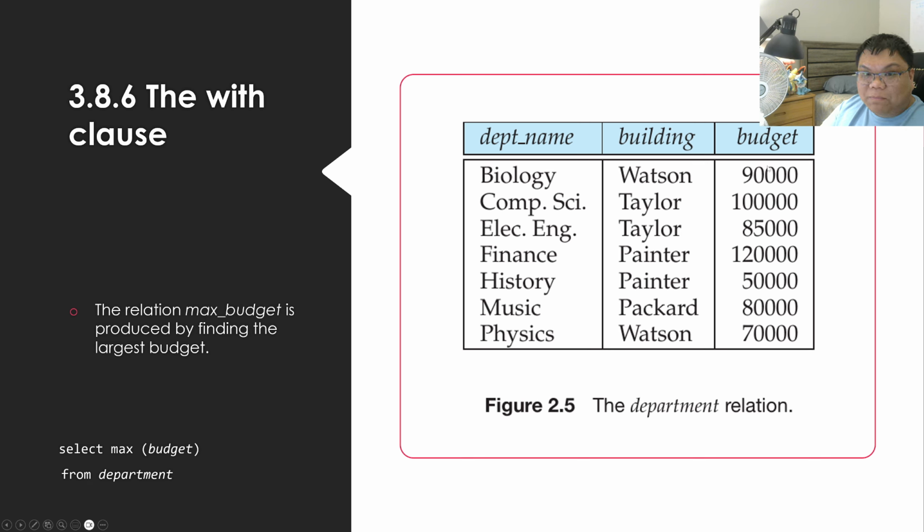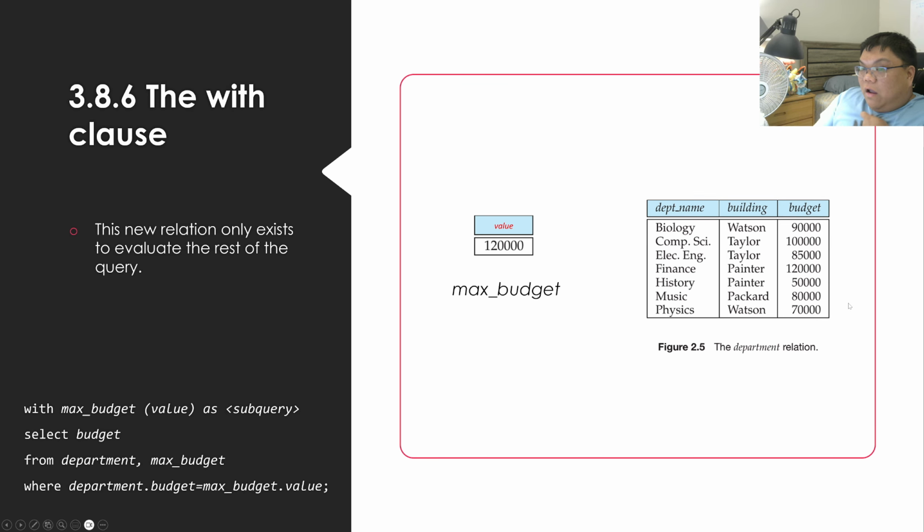Which department has the largest budget? It's the finance department, of course. Oddly appropriate, though. So now we can use that information to create a new temporary relation, a 1-column, 1-row table, and the only value in it is 120,000. That is the largest budget that we got from our previous query. We use this to evaluate the rest of our query.